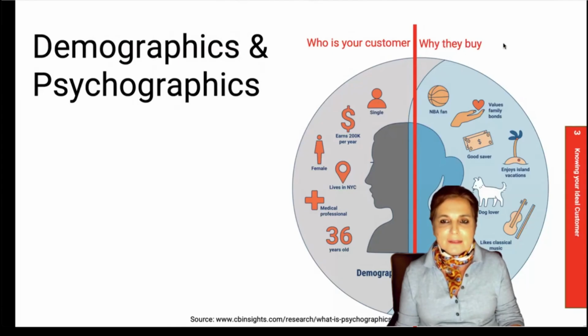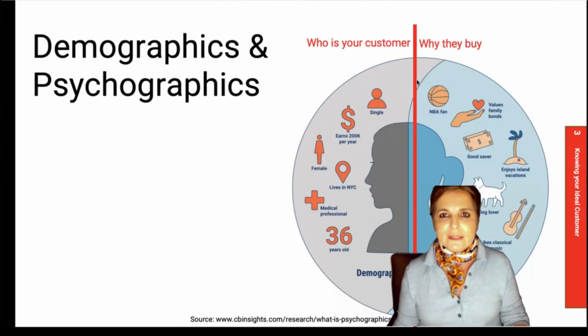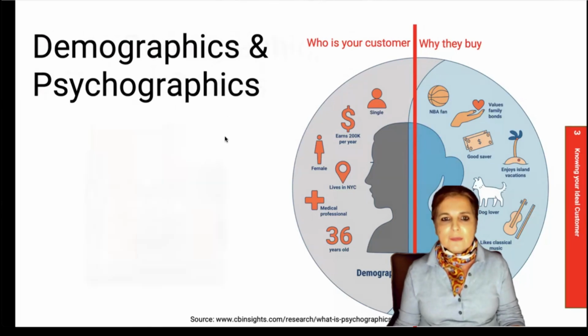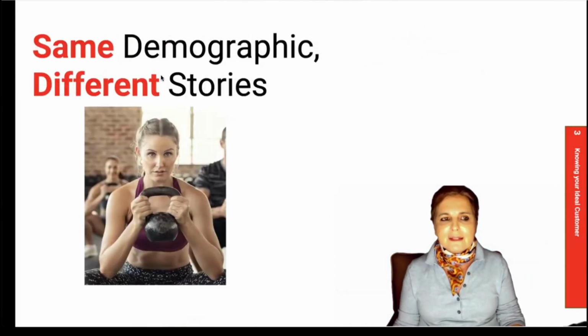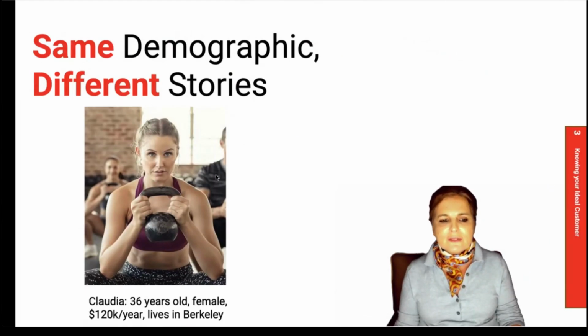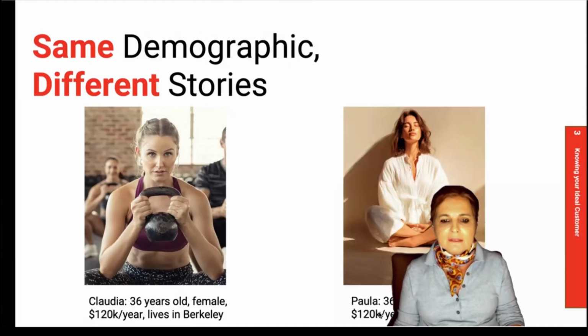Okay, so very important, the motivation to do that transaction that's really important to you as a business owner. Same demographic can have very different stories. Imagine Claudia, she's 36 years old, she lives in Berkeley, she's a female, she makes 120,000 a year. And imagine Paula, she's also 36 years old and also a female, lives in Berkeley and makes 120 a year.